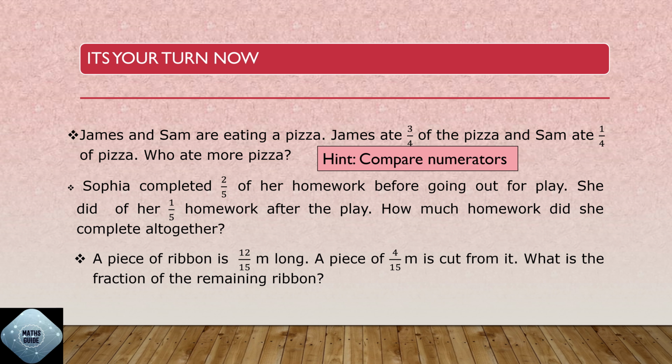Now look at this third example. A piece of ribbon is 12/15 meter long. A piece of 4/15 meter is cut from it. What is the fraction of remaining ribbon? To find the remaining part, we always subtract. As they are both like fractions, we shall subtract numerators and we get 8/15.